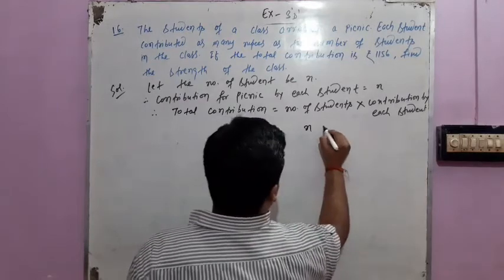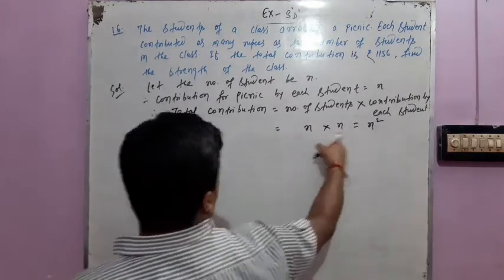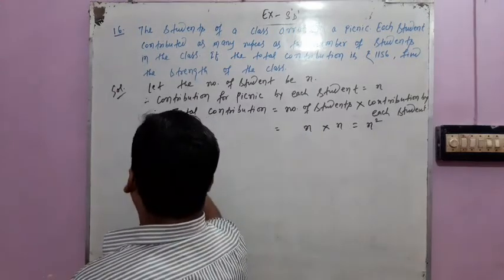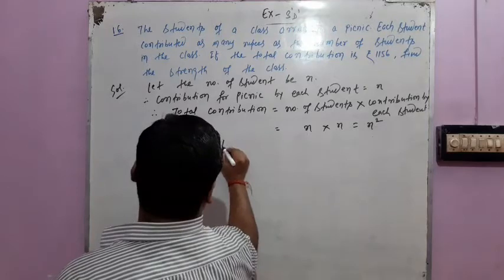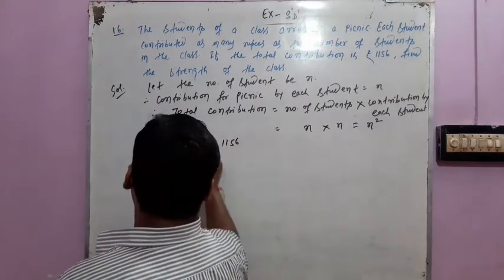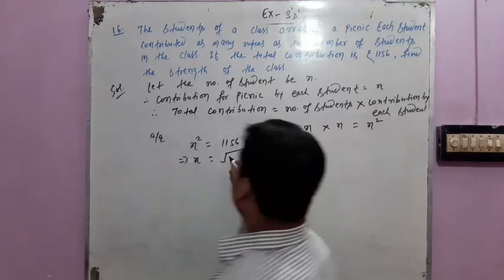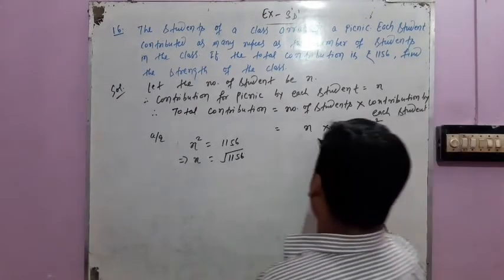So the number of students is x and the contribution by each student is x square, x into x, x square. Now, according to the question, the total contribution is 1156. So when we remove a square from here it becomes a square root. Now here we have to factorize 1156.